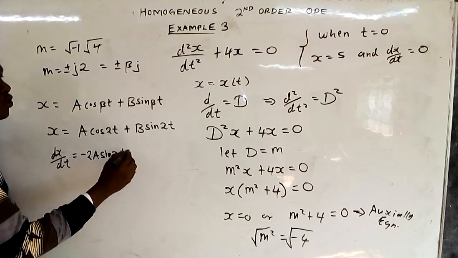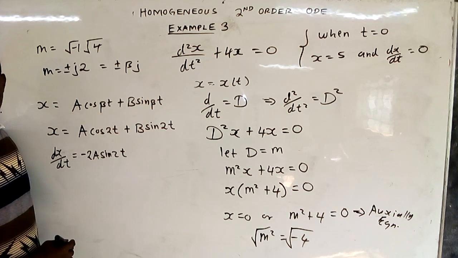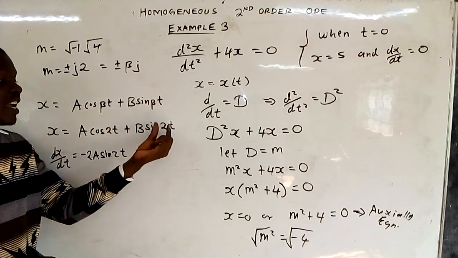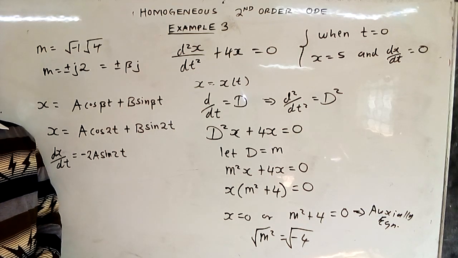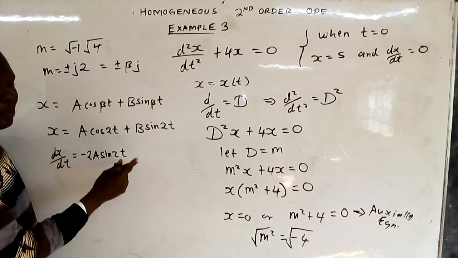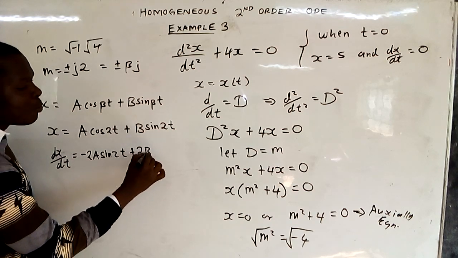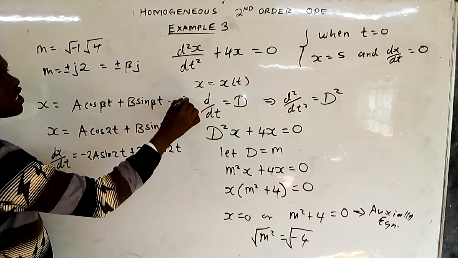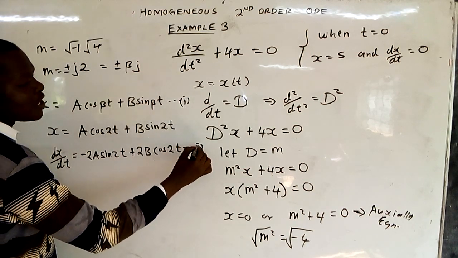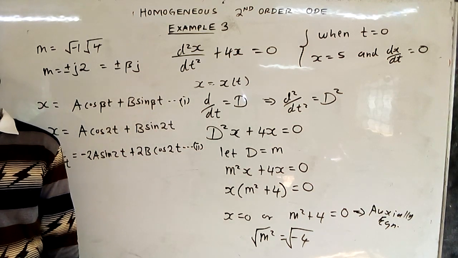If you differentiate sin 2t, you get cos 2t, then you differentiate the inner function 2t, you get 2, isn't it? So it is going to be 2 cos 2t. Then if you multiply with your plus b, you get plus 2b cos 2t. Now these are simultaneous equations, equation 1, equation 2. Are we together?